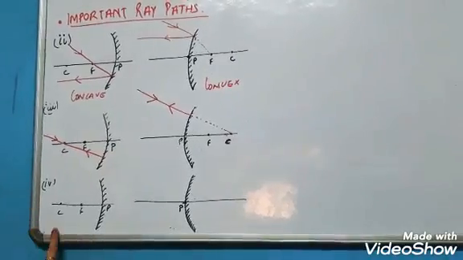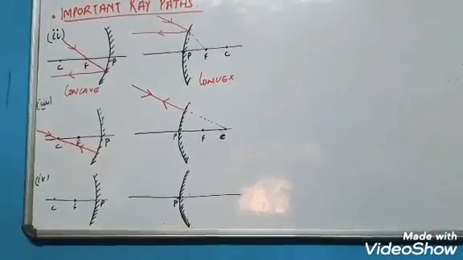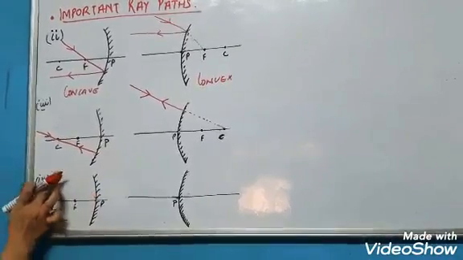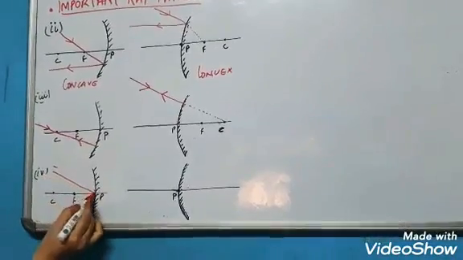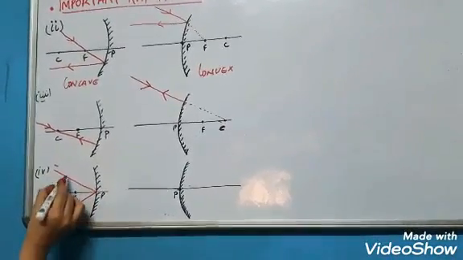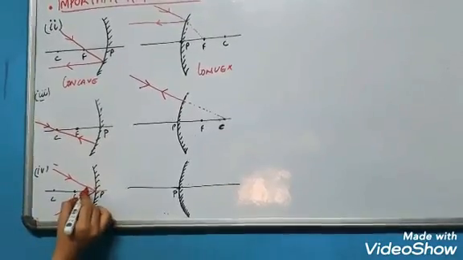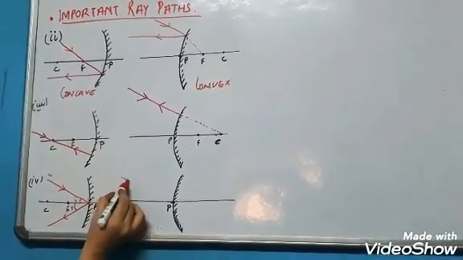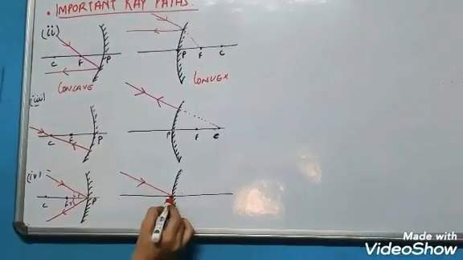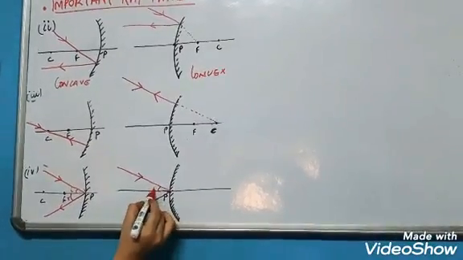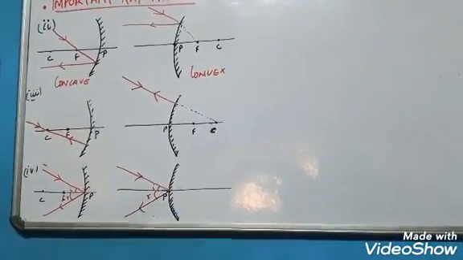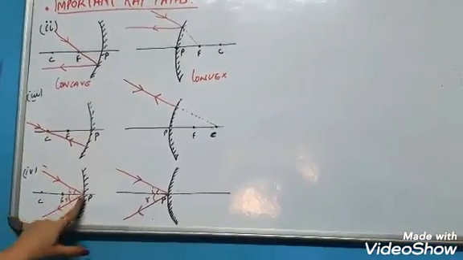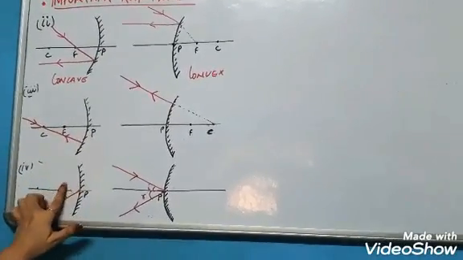Clear? Then your fourth point is when the ray of light is incident at some angle on the mirror, it will reflect with the same angle by following the laws of reflection. In this case also, angle I will be equal to angle R. In case of convex also, the ray will go this way only. Angle of incidence will be equal to the angle of reflection if it is falling at some angle, no matter whether it falls on the pole or anywhere else.